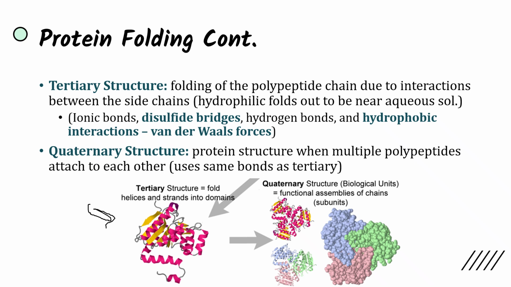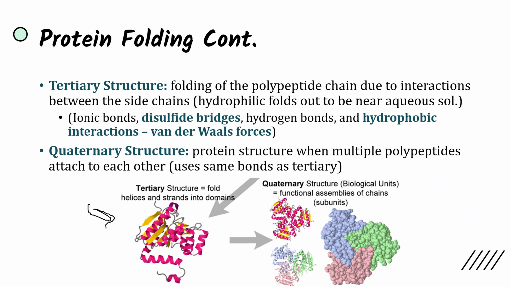Especially if the protein, like I mentioned earlier, is near an aqueous solution, then all of the hydrophilic side chains would try to get their amino acid closer to the outside of the protein, while the hydrophobic side chains would be closer to the inside of the protein. And as a result, we get quite a wild mumbo-jumbo shape within tertiary structure. And so we have ionic bonds, disulfide bridges, hydrogen bonds, and hydrophobic interactions, all of which we'll discuss closer in the next slide.